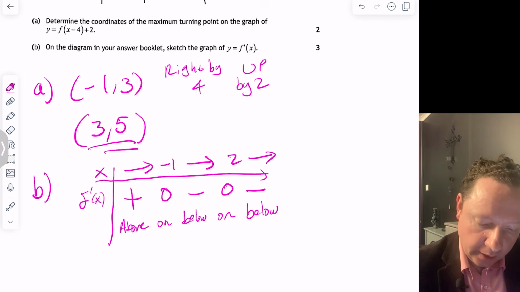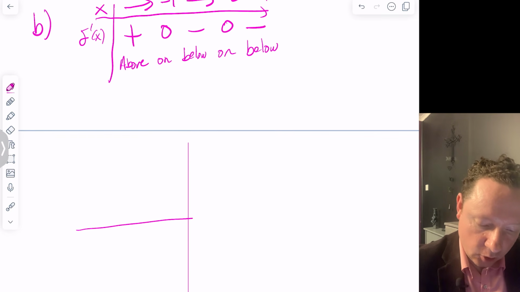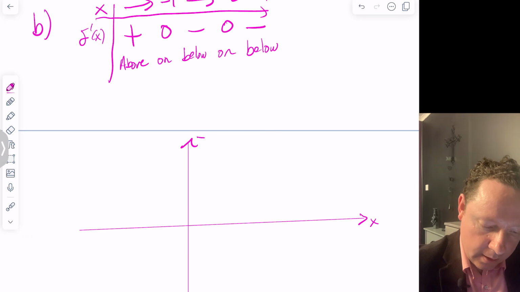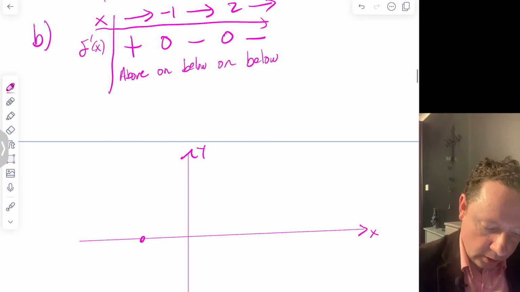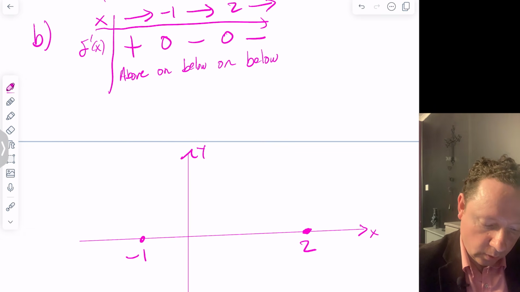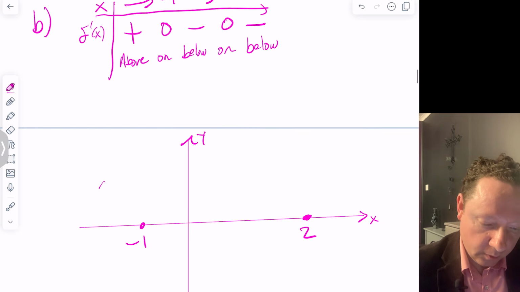So then what you do is you get your diagram. Now I've not got one because I've not got an answer book yet, because I'm not a student. So I'll just draw it by hand. X and Y. You put your turning points on as your roots, -1. Let's just call that 2. And I'm thinking I'm above before -1, so I'll just put a wee mark, just to remind me. And then I'm below after -1. And then I stay below.